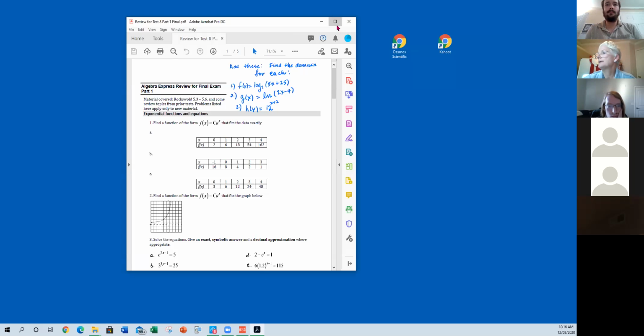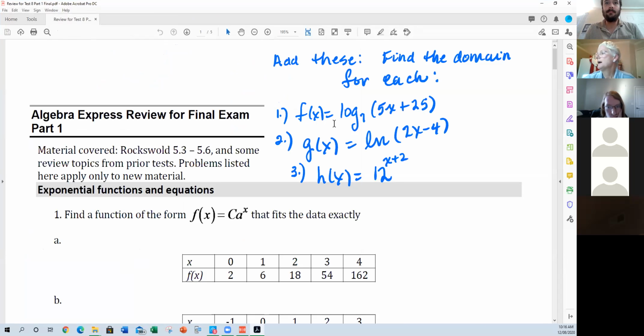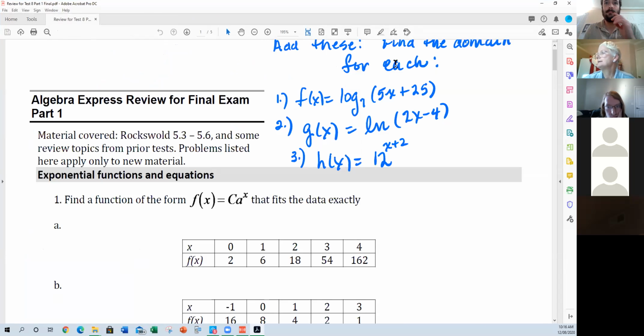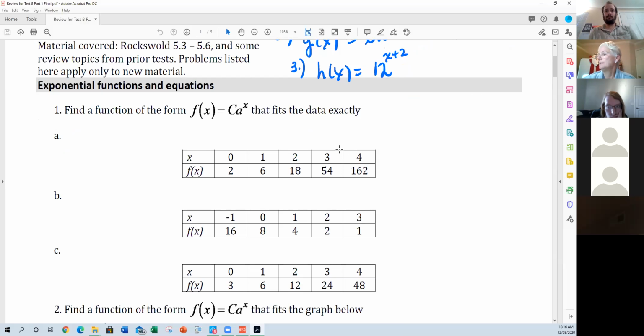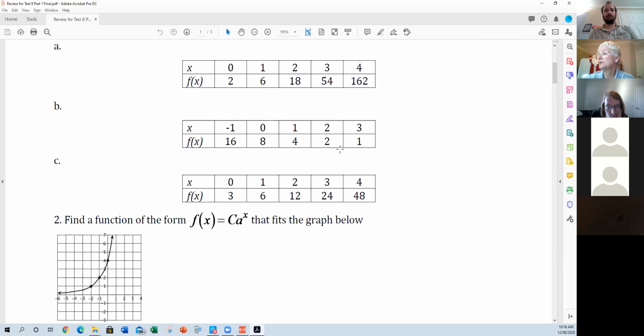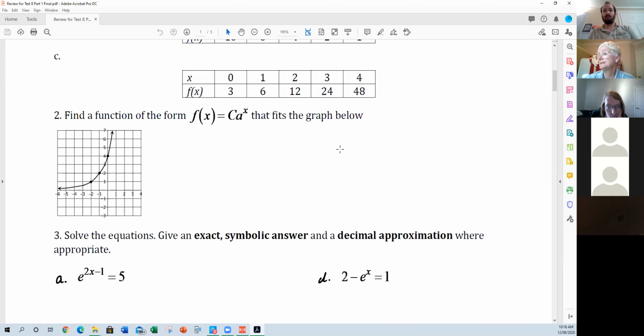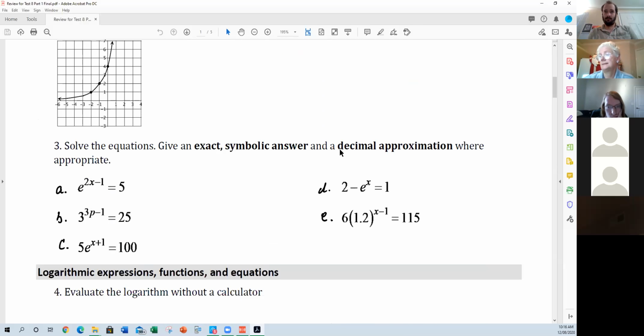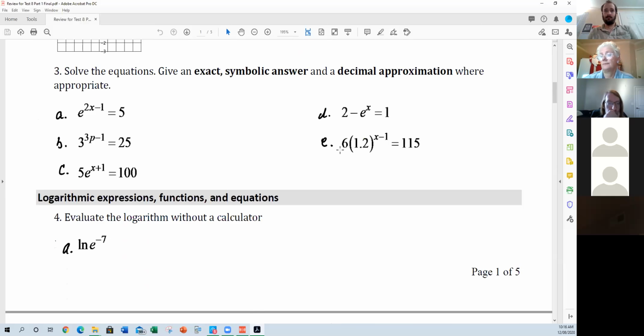So these are, again, more good practice problems. Do make sure you add these onto the review if you're practicing, because there will be ones like these on the test. And then, does anyone have any questions over any of these that they'd like to see? I have one question about one of the formulas.